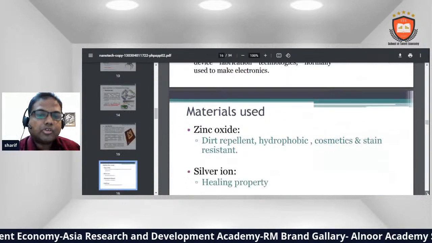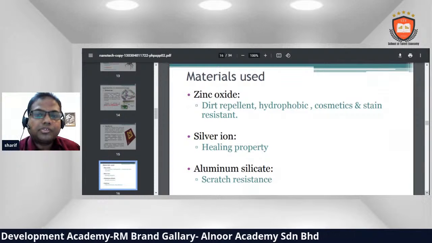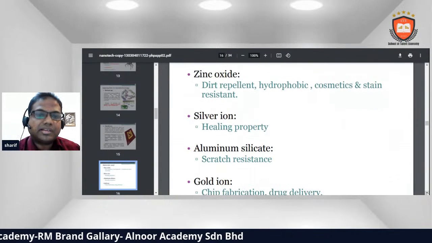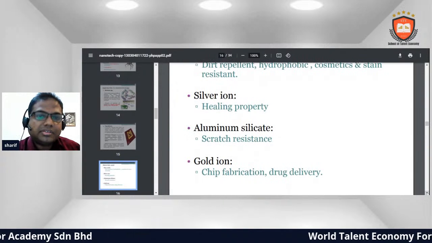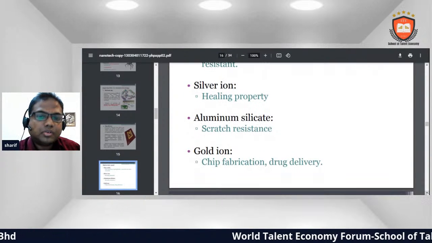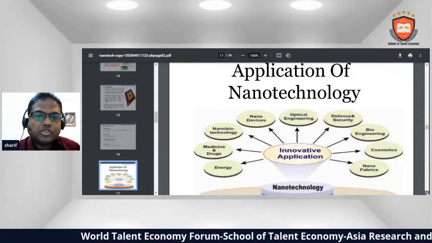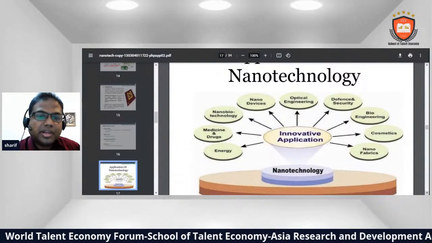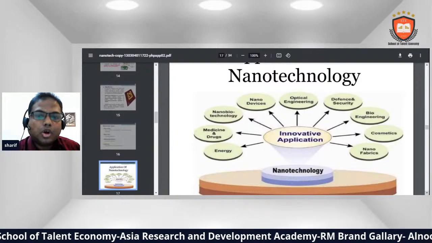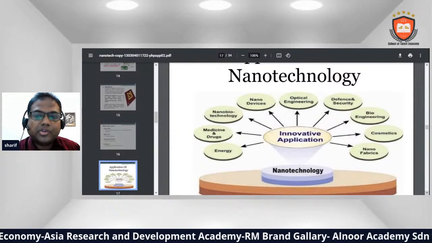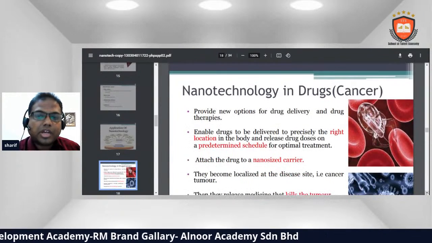Zinc oxide, dirt repellent, hydrophobic, cosmetics and stress resistance; silver ion, health property; aluminum silicates, scratch resistant; gold ion, chip fabrication, drug delivery. Applications of nanotechnology, innovative applications: energy, medicine, nano devices, optical energy, defense and security, bioenergy, cosmetics, nanofabrics.